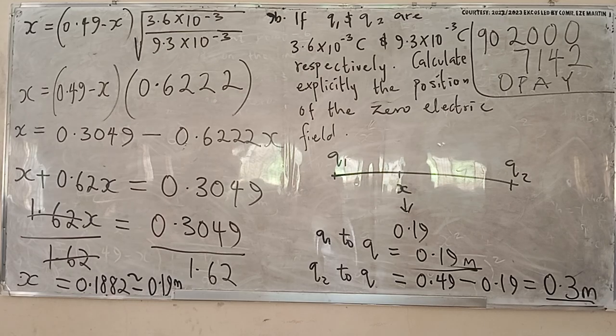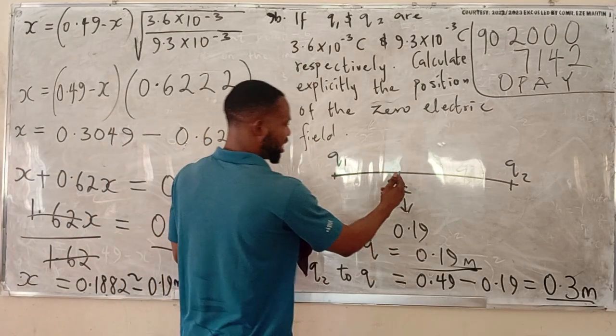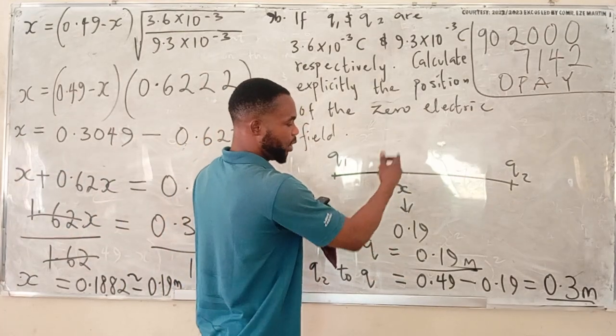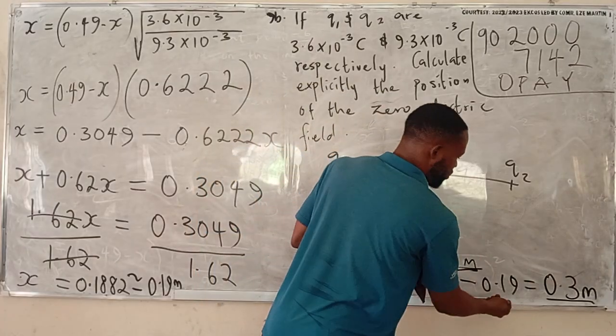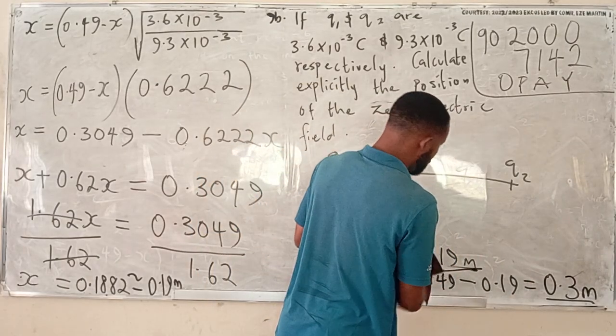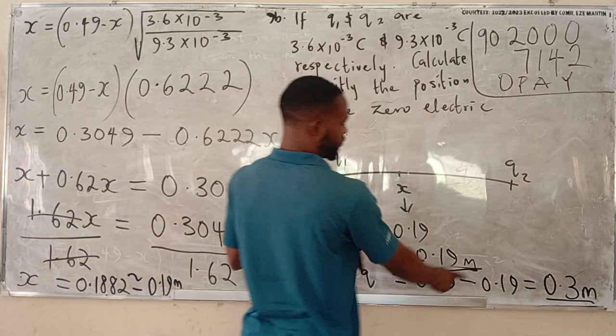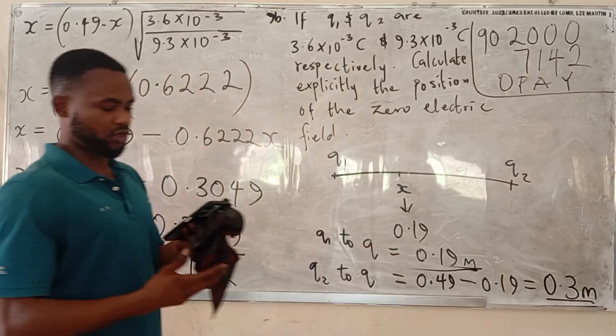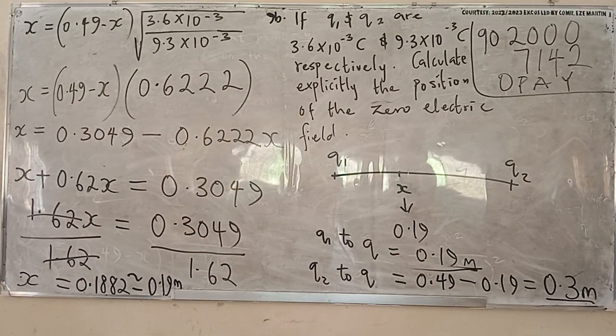The answer is actually 0.19. That is the position of equilibrium. But we have to find this one, since we put that this Q2 is actually 0.49 minus x. So we just have to solve it completely. That's why it's a tutorial. We have to do everything. You learn everything so that when you go to the exam, you know what your answer is.